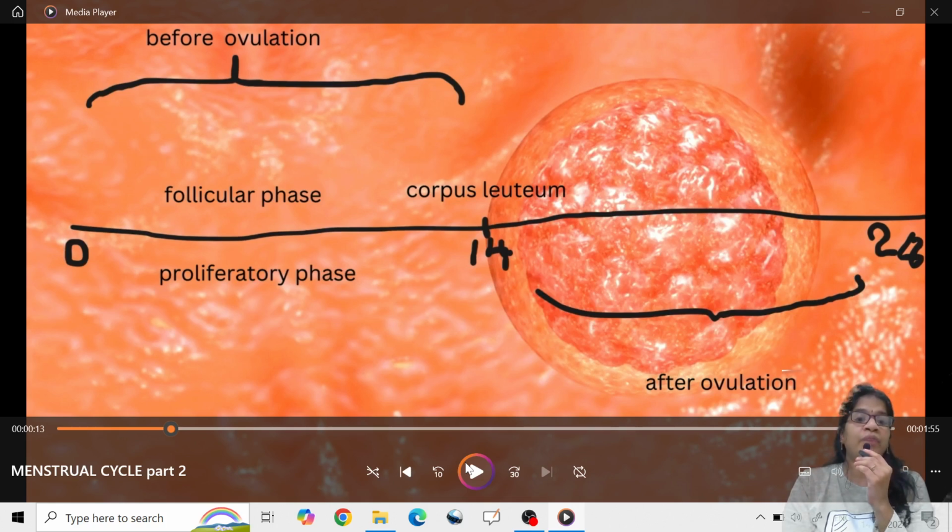So I told you it's divided into the proliferative phase, the follicular phase. This is happening before ovulation, and this is after ovulation. Here the formation of corpus luteum happens, right? In the same way, I can say it's a follicular phase. Here from 14 to 28, I can say it's a luteal phase because the corpus luteum is now going for degradation or the release of your egg. And this proliferative phase, now I can say it's a secretory phase.